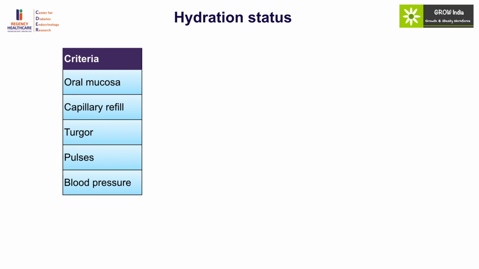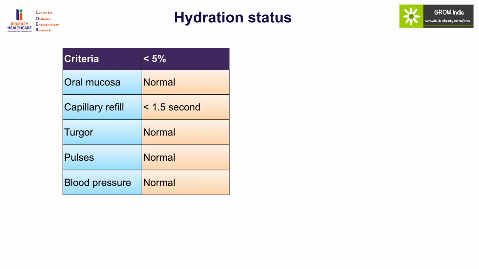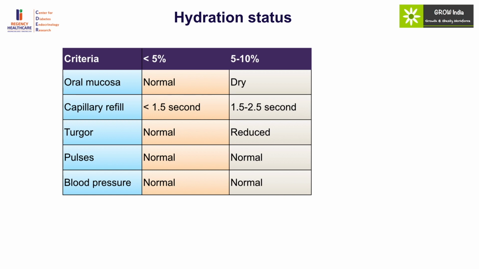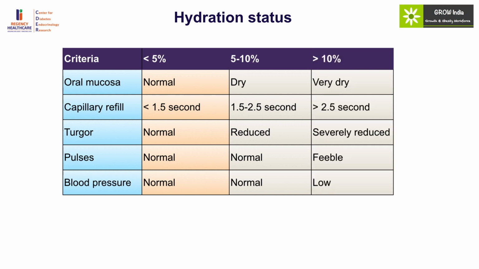And often it is difficult to really assess dehydration, but parameters which are really helpful include the oral mucosa, capillary refill, skin turgor, pulses and blood pressure. And we need to basically categorize whether the dehydration is there if it's less than 5%, where everything is normal and the capillary refill is also less than 1.5 seconds. If there is 5 to 10% dehydration, it is indicated by increased capillary refill time and reduced skin turgor, or a severely increased capillary refill time and turgor along with feeble pulses, which indicates severe dehydration.